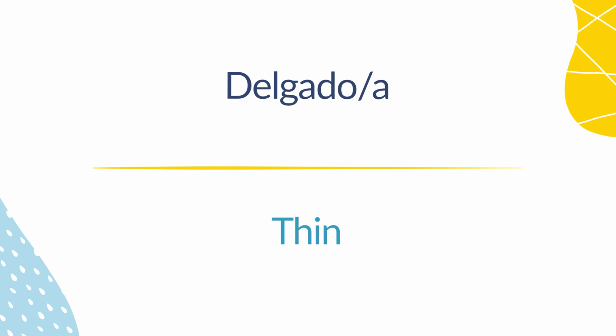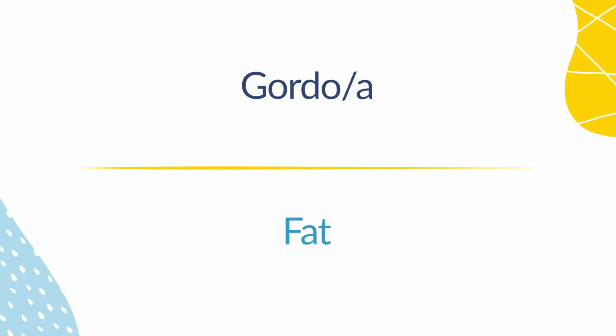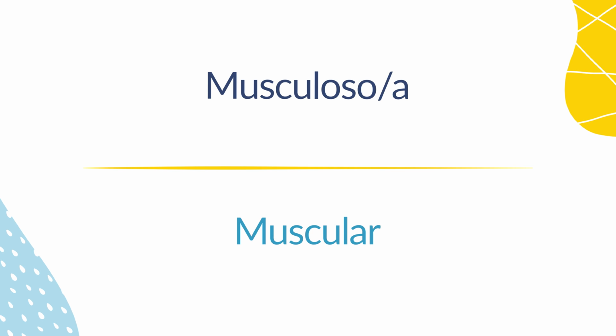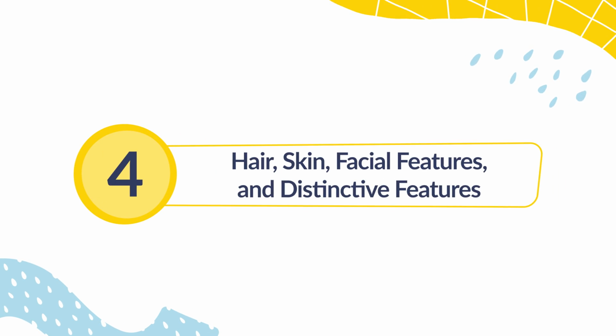Next, you might want to communicate the body type your friend has. You can say that someone is delgado, thin, gordo, fat, obeso, obese, or musculoso, muscular. Now, remember that all of these words are in the masculine form and can be adjusted to their feminine form if needed. Number 4, hair, skin, facial features, and distinctive features.